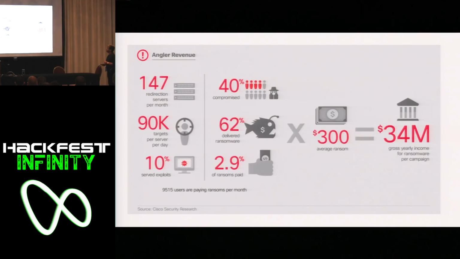Now, of that 10%, let's say that less than 2% actually have the ransoms paid. Just on a conservative level, let's say it's about $300 that's getting paid per ransom. That comes to 34 million. That's on the conservative side. That's about 3 million a month. So, not bad money. And this is just one exploit kit. We know that there are many out there.